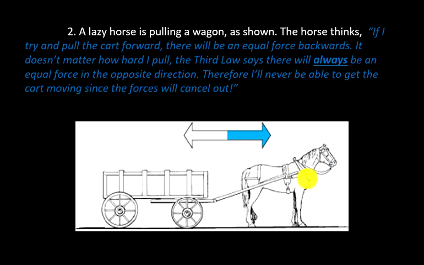If I try and pull the cart forward, there will be an equal force backwards. It doesn't matter how hard I pull. The third law says there will always be an equal force in the opposite direction. Therefore, I'll never be able to get the cart moving, since the forces will cancel out. There's no point in this horse trying to go anywhere. Anytime they try and apply a force on the cart, there'll be an equal force backwards. They have to cancel out by the second law, really. Therefore, you'll never start going.